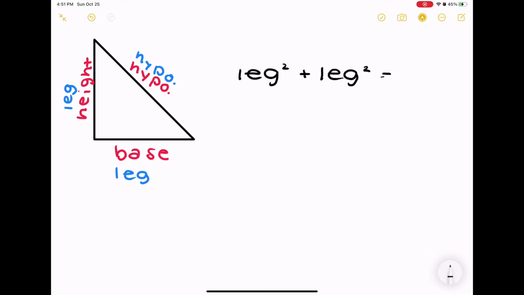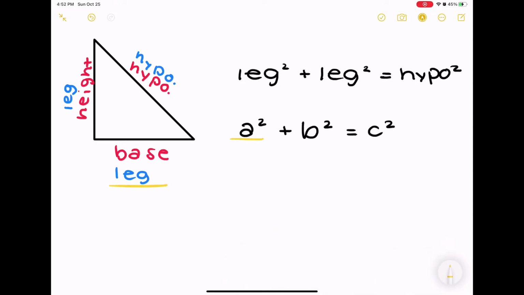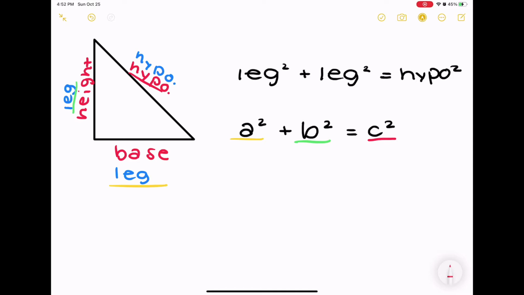The Pythagorean theorem states that the leg squared plus the other leg squared is equal to the hypotenuse squared. But we don't use leg and hypotenuse. We say a squared plus b squared is equal to c squared. So a could be one of the legs, b is the other leg, and c is the hypotenuse. And if you square both of them, go watch my video about exponents if you haven't, then it will make sense. So those two are the legs, and then the c squared is the hypotenuse, if that makes sense.